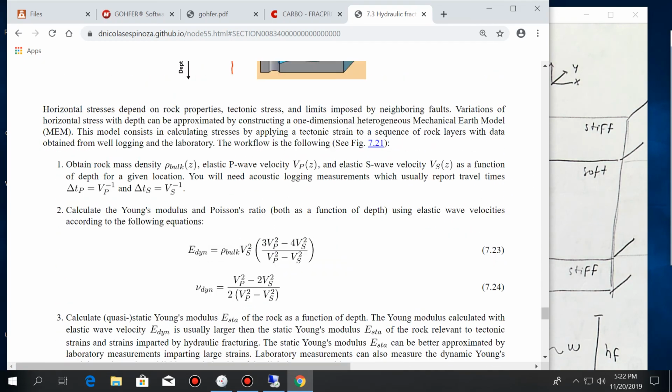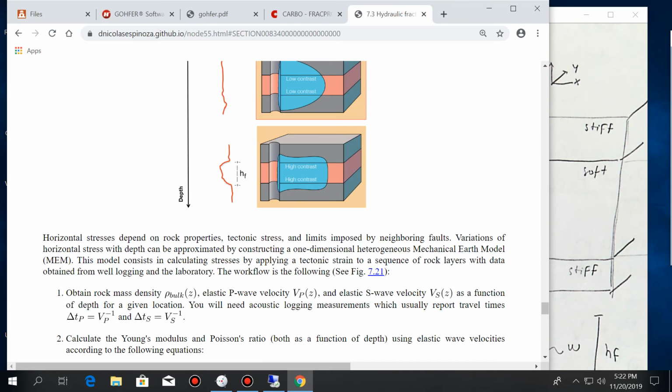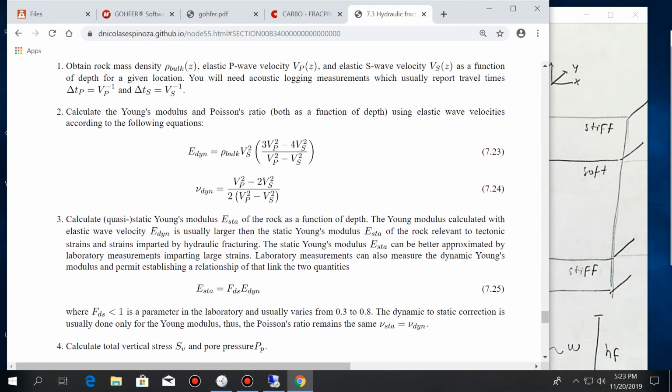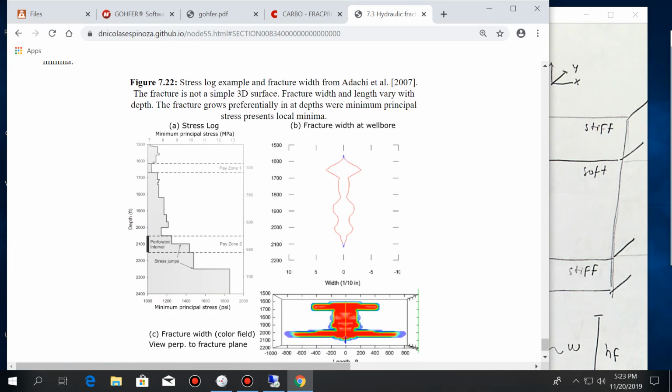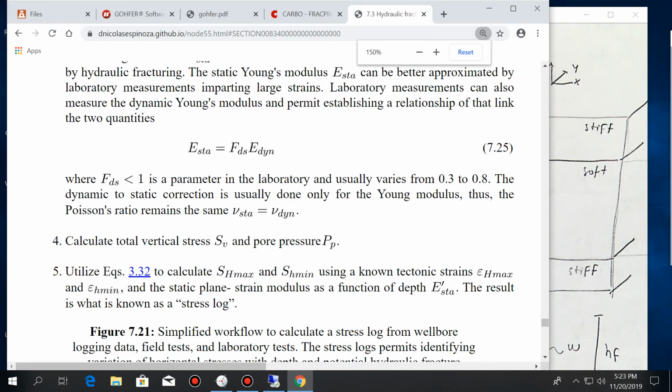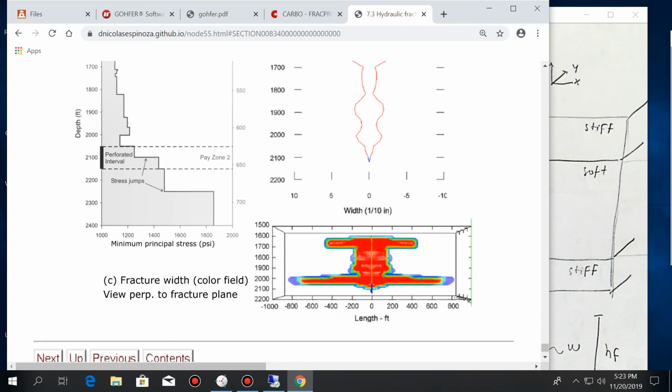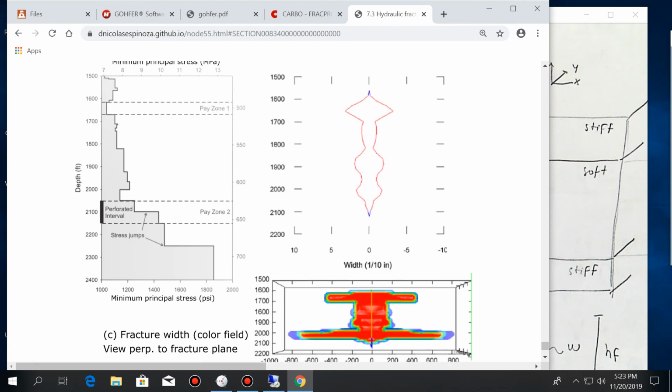Here, this is something we already did: how we build these stress logs with VP, with VS, our tectonic strain, we calibrate it to measurements from the field, and we get these local minima of horizontal stress where the fracture will likely stay as long as the net pressure is not higher than that stress difference. And when you put all of these together, you can predict what is going to be the fracture height and the fracture width along this heterogeneous interval.